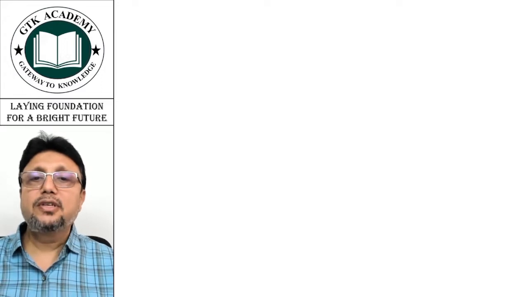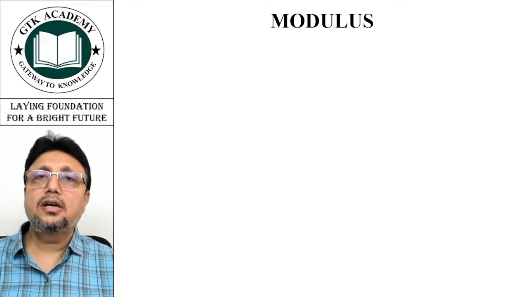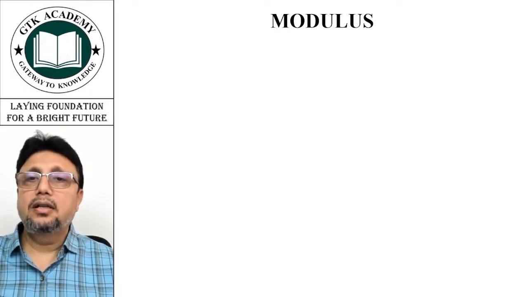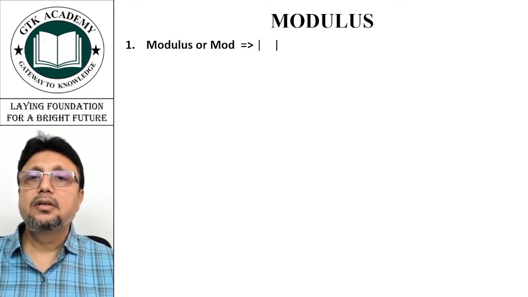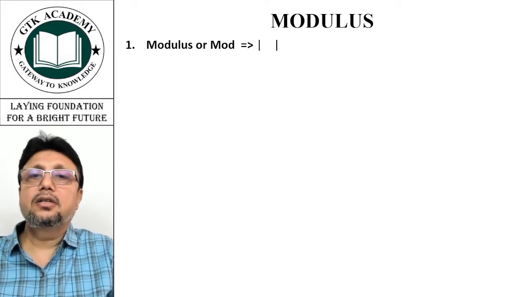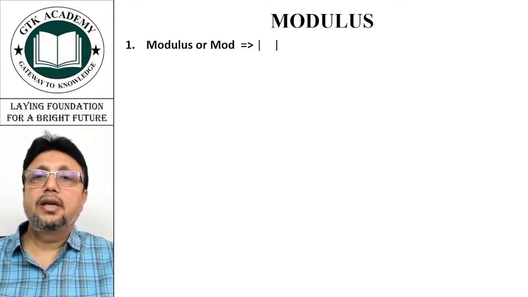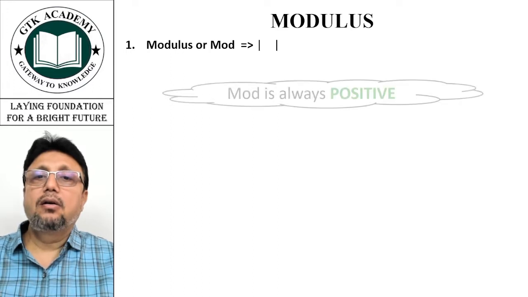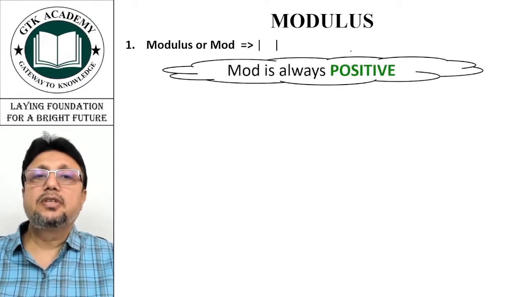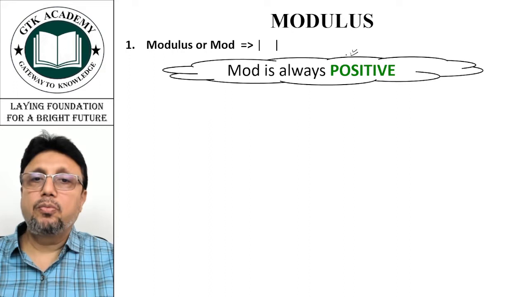So let's start with the first definition, which is mod. In fact, mod is a short form. The actual name is modulus. So it is denoted by these two vertical lines like this. This is the way of denoting mod. Mod is always positive. This is the thing which you should remember about mod.